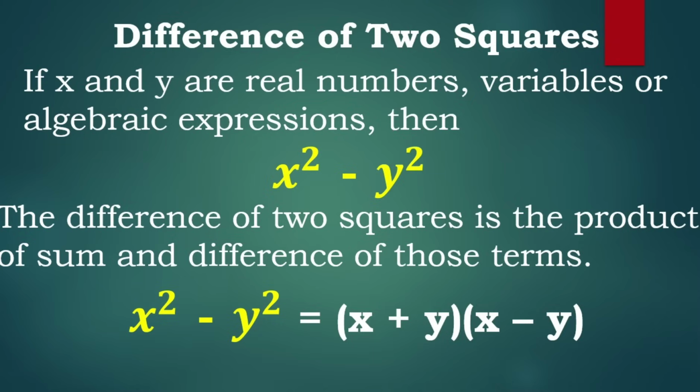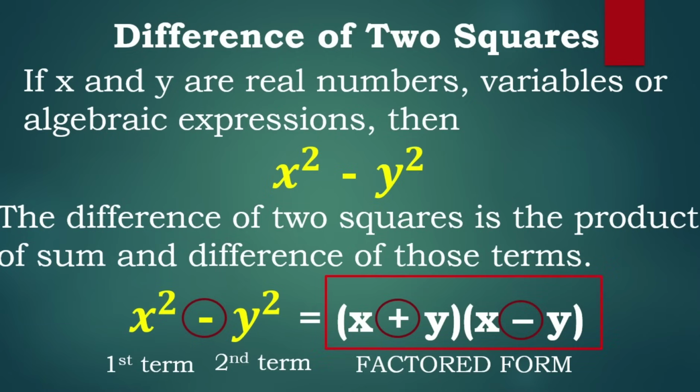Okay, so ano ba tong x squared? Bakit ito ang product, yung x squared minus y squared? Because x times x is x squared, yan ang magiging first term natin. Y times y, that is y squared, yan ang magiging second term natin. Now, bakit difference? Because it is sum and difference. So, positive times negative, that is negative. Kaya dun sa x squared minus y squared, minus siya. Okay. Now, itong x plus y at x minus y, ito yung tinatawag nating factored form.